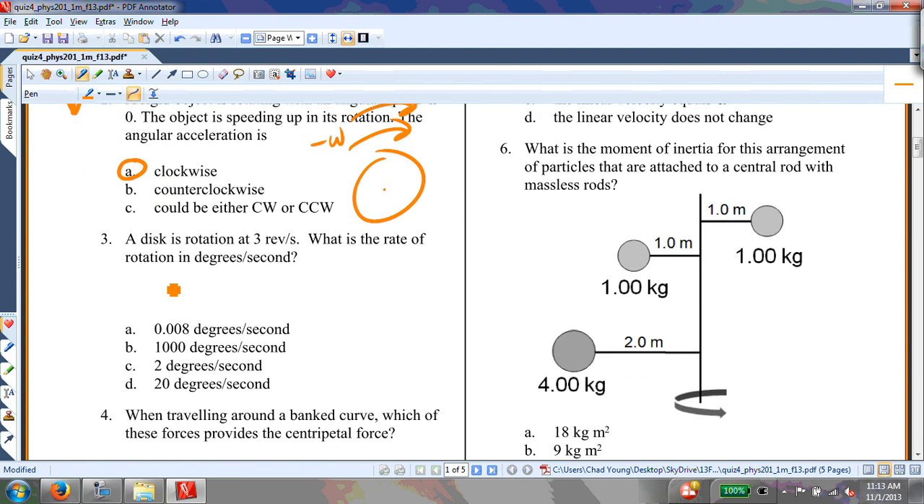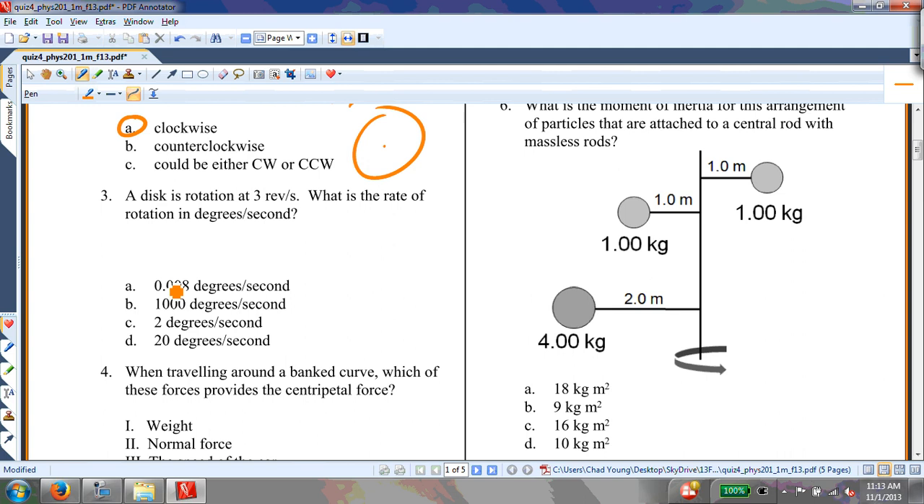A disk is rotating at 3 revolutions per second. What is it in degrees per second? So 3 revolutions per second. In 1 revolution, there are 360 degrees. So let's see, that's 900 plus 180. It's 1080. Or just keeping 1 sig fig is going to be 1,000 degrees per second.